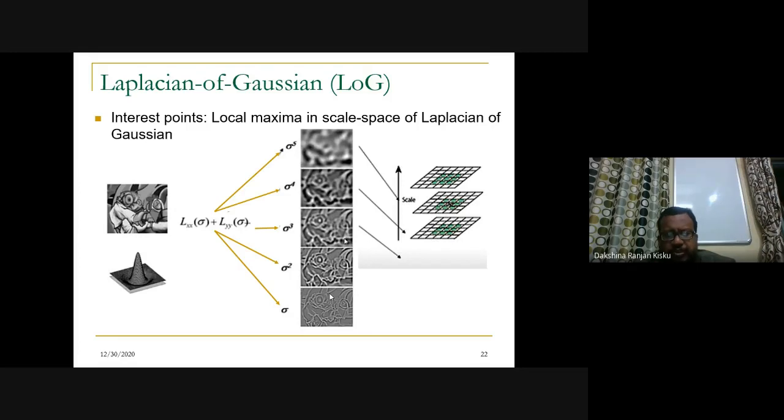So these are the scale spaces. That means for the same image we can obtain a number of scales, and from these scales we will obtain the local extrema. Local extrema means either local maxima or local minima. This local maxima or minima is determined in the scale space of the Laplacian of Gaussian. So when we apply the Laplacian of Gaussian, we obtain a number of scales of the same image, and in this scale space we obtain the local extrema in the form of either local minima or maxima.